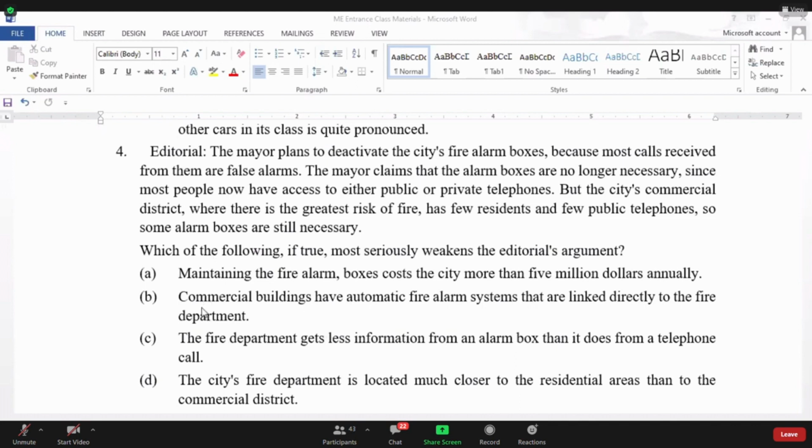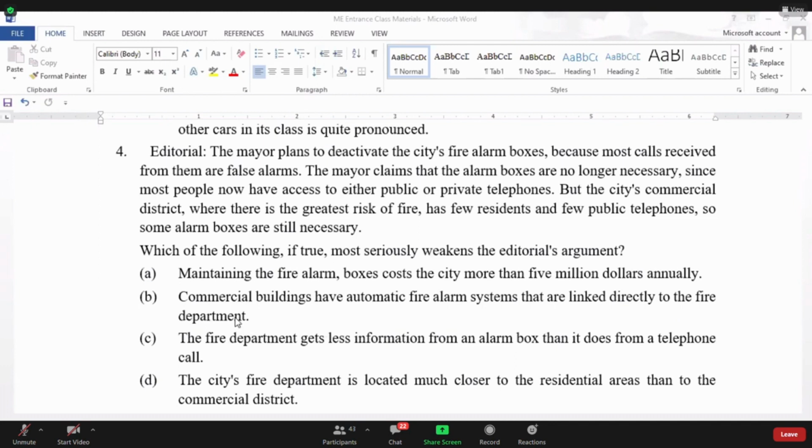Which option says so? Option B, isn't it? Commercial buildings have automatic fire alarm systems. Where are commercial buildings? In the commercial area. The commercial buildings have automatic fire alarm systems that are linked directly to the fire department. There is a direct link. So alarm boxes are not necessary.